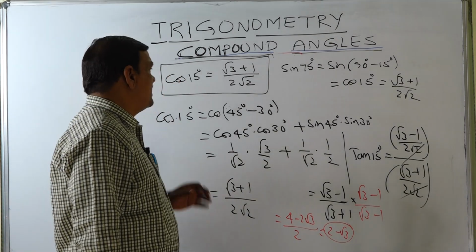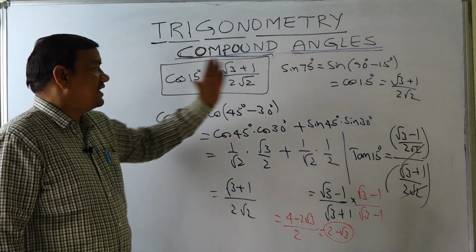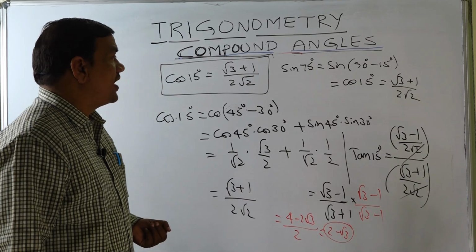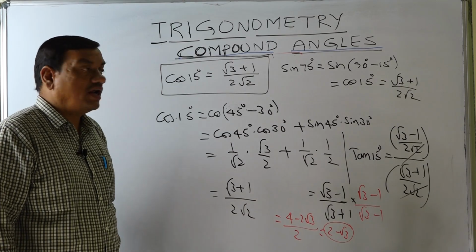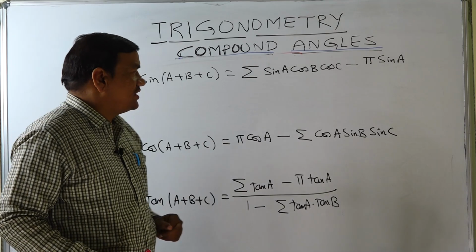Okay? Like that, sin 15, cos 15, tan 15, again sin 75, cos 75, tan 75 value also you can find out. Okay? Tan 75 also you can find out easily. So let us see some more derivations. Welcome to the next list of formulas.